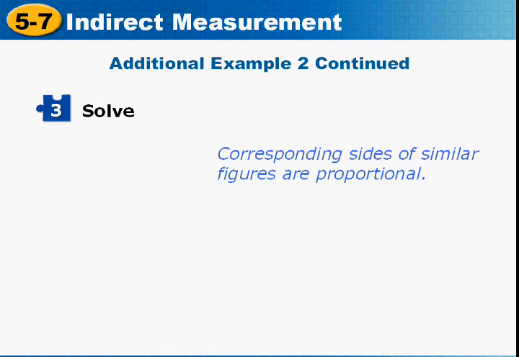So let's solve this. The corresponding sides of similar figures are proportional. So we took the height of the building, which was 30, and put it over the shadow of the building, which was 75. We don't know the height of the tree, but we know the shadow of the tree is 35.